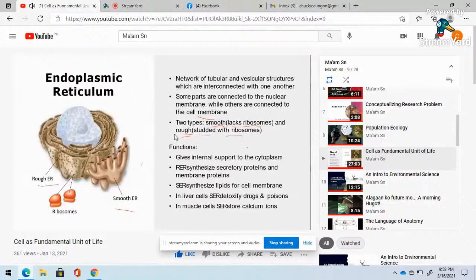Now, the function of the ER is to give internal support to the cytoplasm. Rough ER synthesizes secretory proteins and membrane proteins. The smooth ER synthesizes the lipids for the cell membrane. In liver cells, the smooth ER detoxifies drugs and poisons. In muscle cells, the smooth ER stores calcium ions.